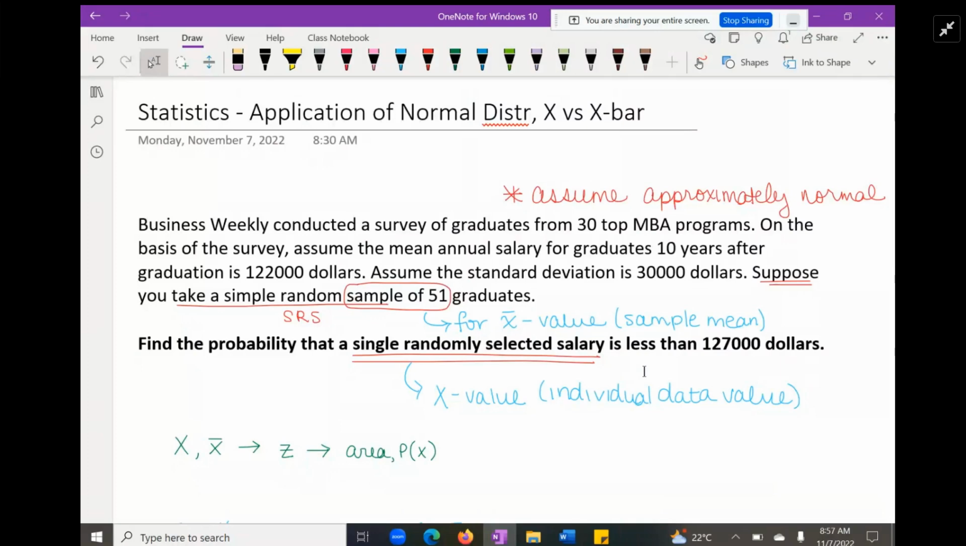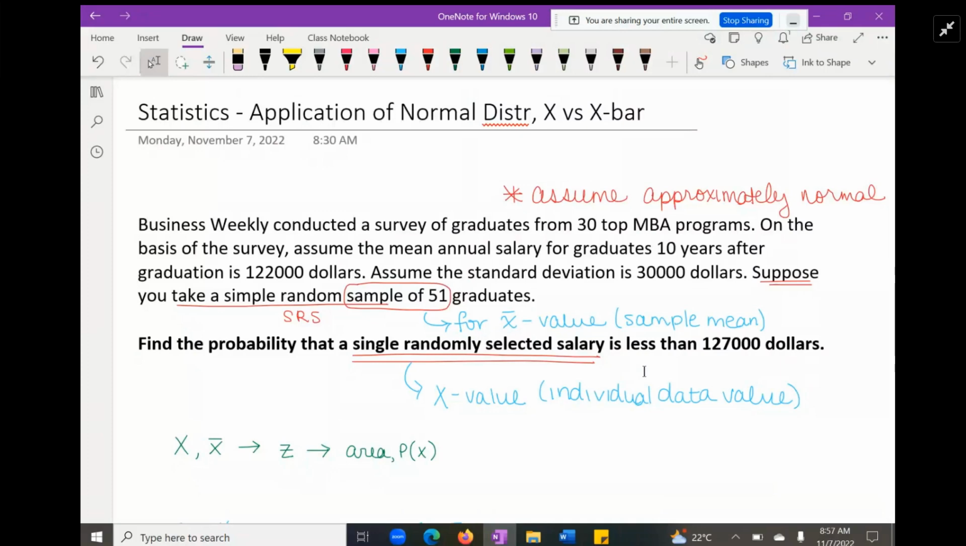Now, the first question that was posted just reads: find the probability that a single randomly selected salary is less than $127,000. All right, so let's break down what's happening. Let's really understand what these two parts are. What are they really asking for? And then we'll definitely get into answering the question.